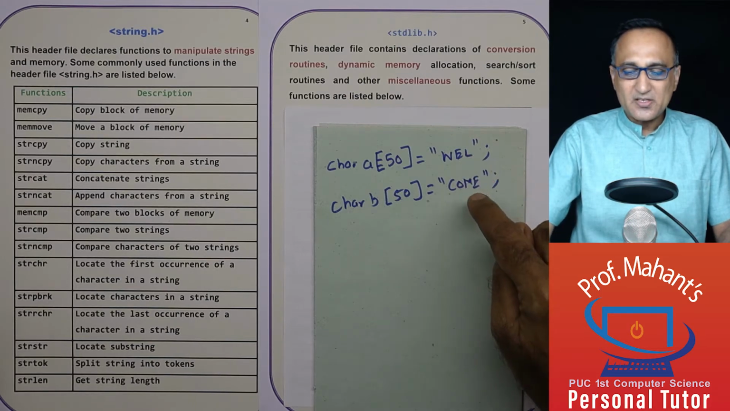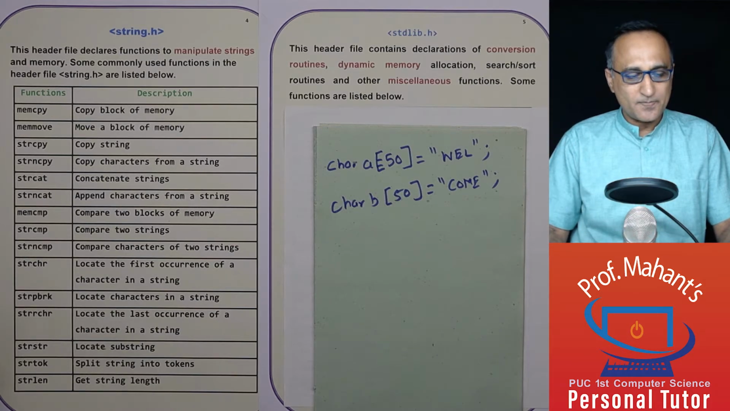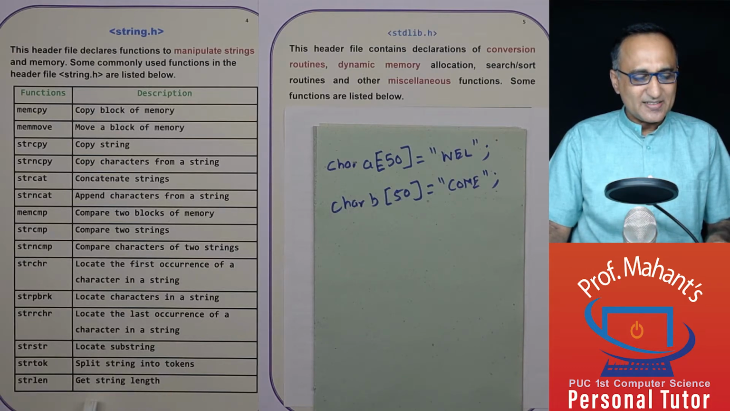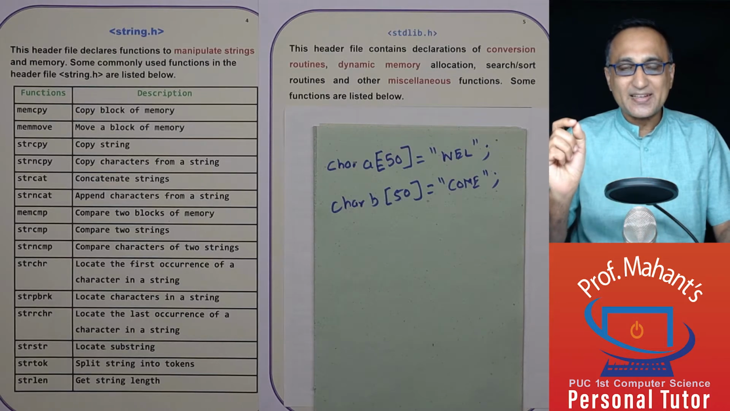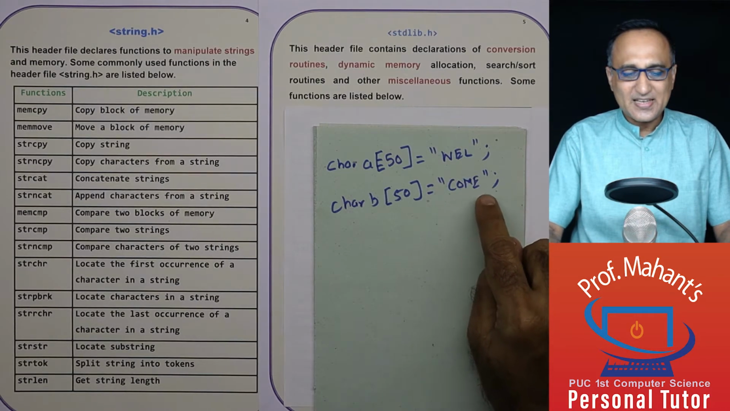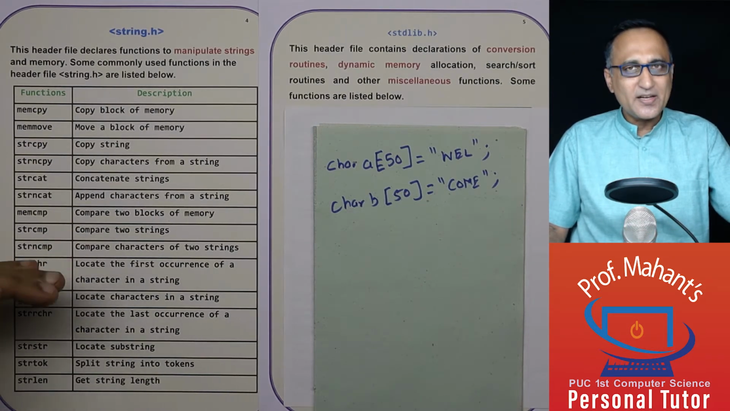So string compare is used to compare two names, two addresses, two strings to see whether they are equal or not. Then if you want to find the length of a string, you can use strlen. This is used to tell us how many characters are there in this particular string. In this case, there are 3. In this case, there are 4. There are other functions. We shall only learn about them as we progress in C++.